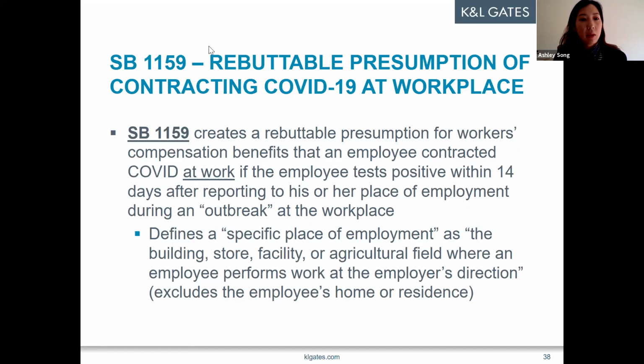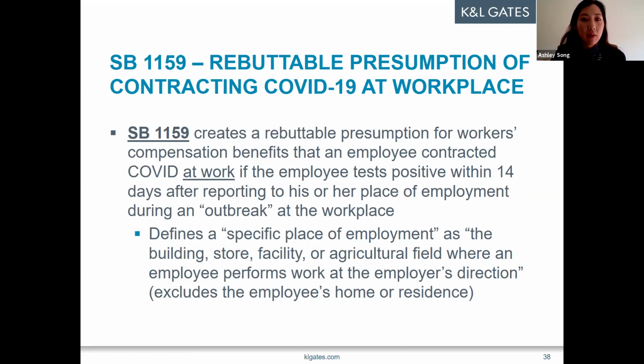And lastly, SB 1159, it creates a rebuttable presumption for workers' compensation benefits that an employee contracted COVID at work if the employee tests positive within 14 days after reporting to his workplace. And the act defines a specific place of employment as the building, store, facility, or agricultural field where an employee performs work at the employer's direction. And it actually does specifically exclude the employee's home or residence.